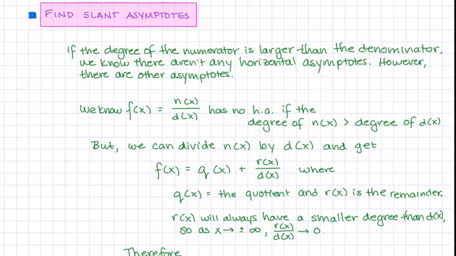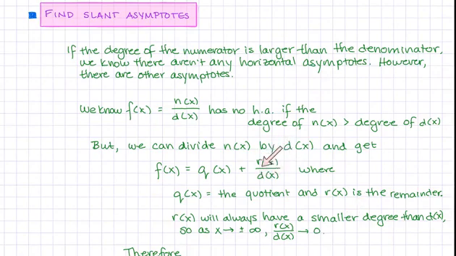You can think of d as denominator or divisor. Either way, it's the same. So we can take the function, top over bottom, divide them and get a quotient plus remainder over divisor. So q of x is the quotient, r of x is the remainder. Now, because r of x is the remainder, that means r of x is always going to have a smaller degree than the bottom, which is what I'm saying here.